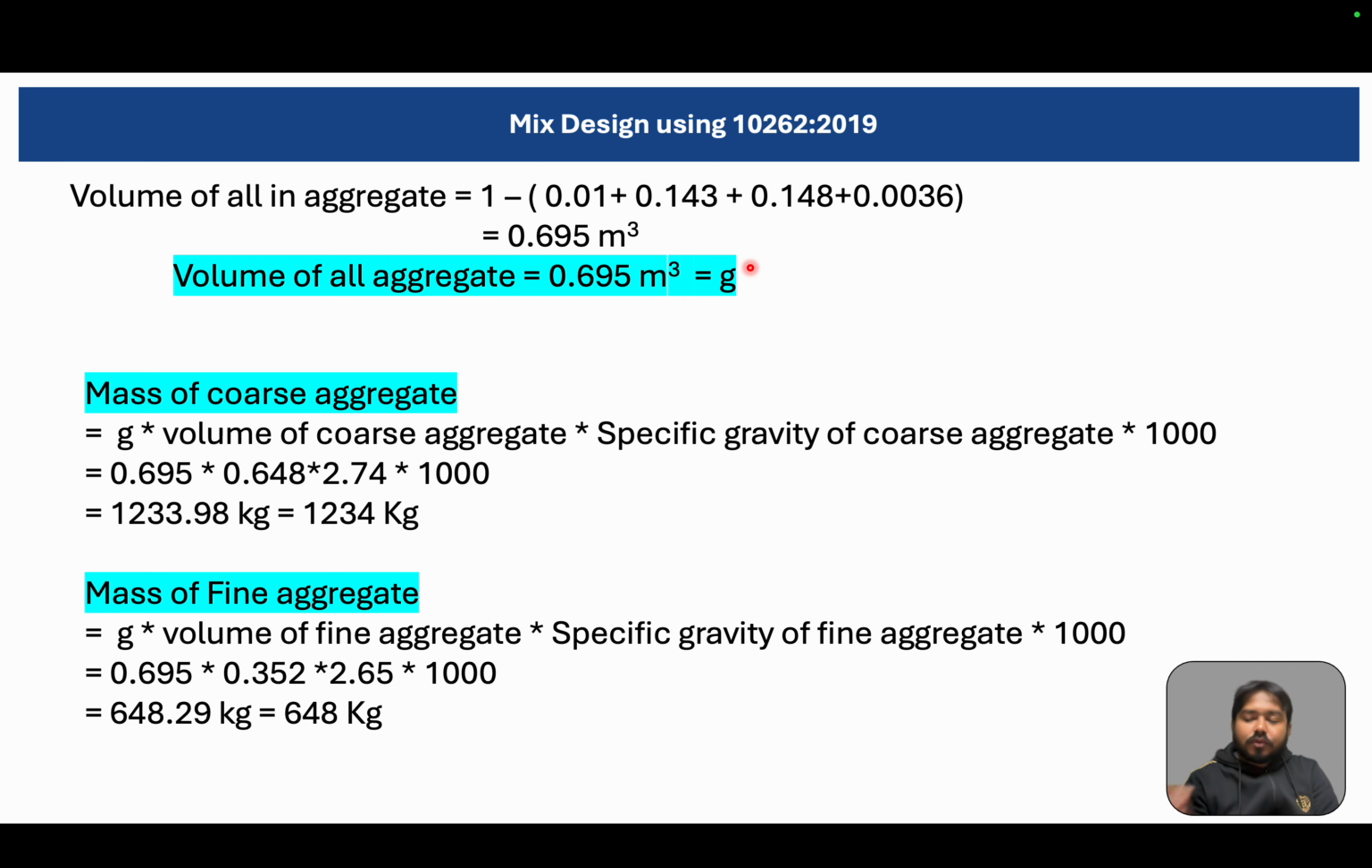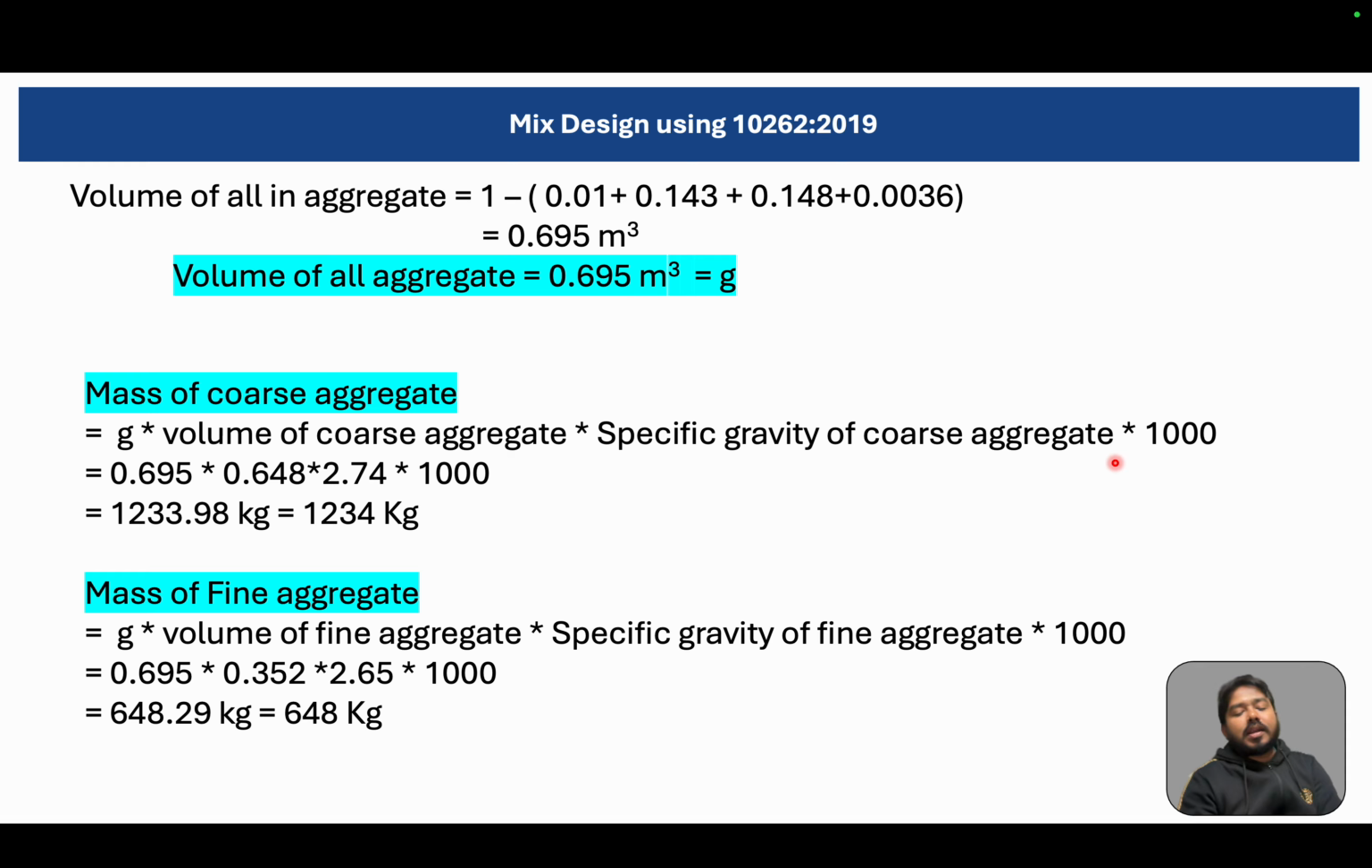So what is G? Once we have the value of G, the volume of all the aggregate, I need to calculate how much mass of aggregate to use, both the mass of fine aggregate as well as the mass of coarse aggregate. For that there is a formula: G into volume of coarse aggregate, because in the last step you already identified the volume of coarse aggregate as well as the volume of fine aggregate, into specific gravity of coarse aggregate, into 1000. The specific gravities of coarse aggregate and fine aggregate are given.